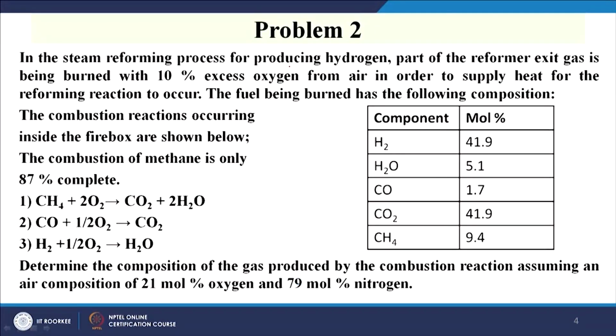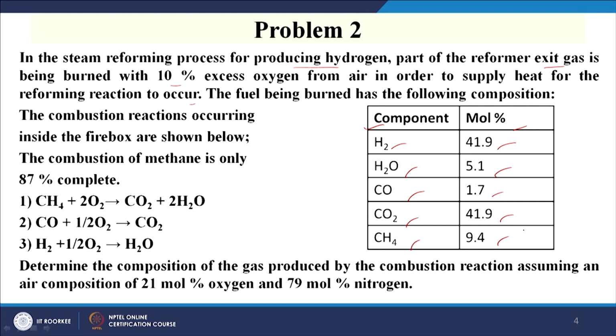So, now we will come to problem number 2. Problem number 2 states that in the steam reforming process for producing hydrogen, part of the reformer exit gas is being burned with 10% excess oxygen from air in order to supply heat for the reforming reaction to occur. The fuel being burned has the following composition, that is component and mole percent. So, H2 41.9%, H2O 5.1%, CO 1.7%, CO2 41.9%, CH4 9.4%.